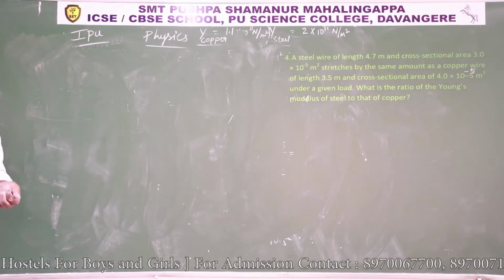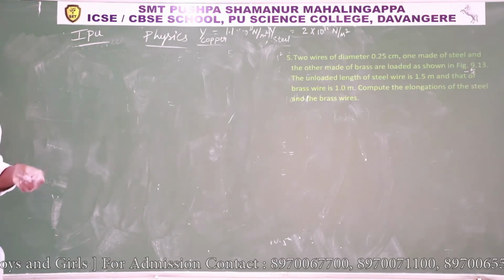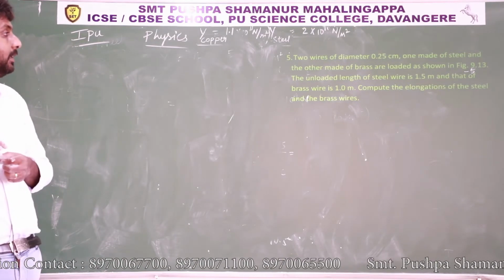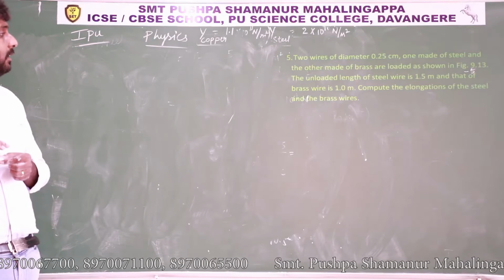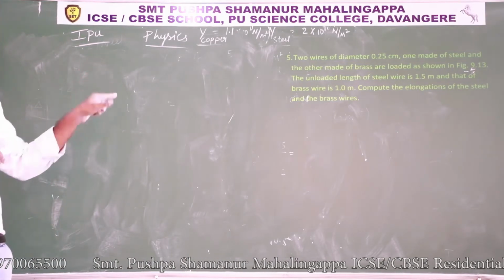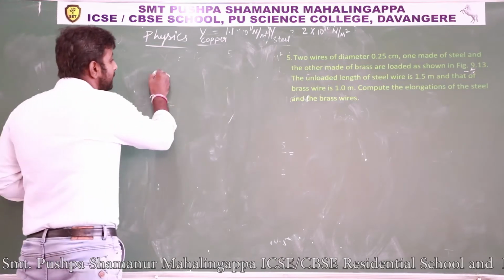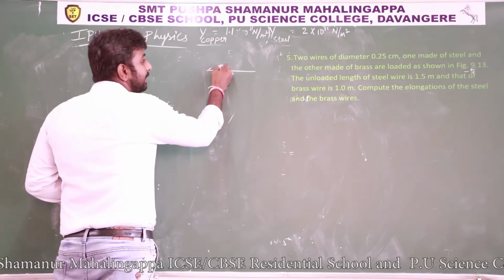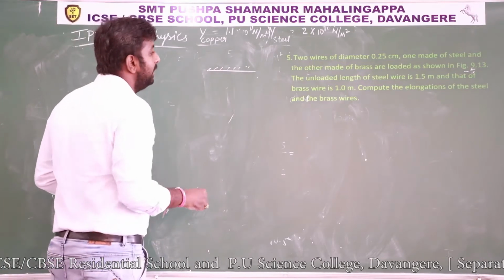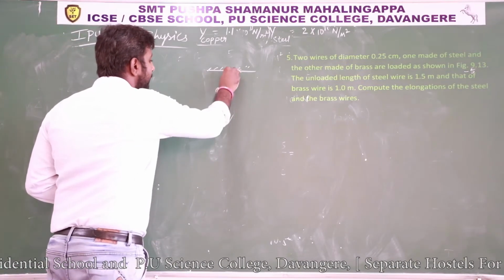And next problem. Two wires of diameter 0.25 centimeter, one made of steel and the other made of brass, are loaded as shown in the figure. That figure I will draw now. So consider this is the diagram. In the diagram, one is made of steel. This is a steel wire.